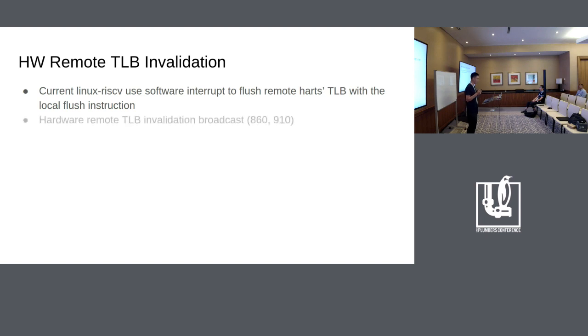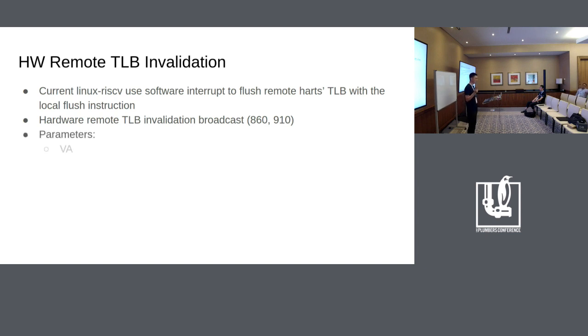For example, our 860 and 910. 860 is our 32-bit C-SKY ISA, and 910 is RISC-V 64 ISA, and 910 is a successor of the 860; it's developed from the 860.